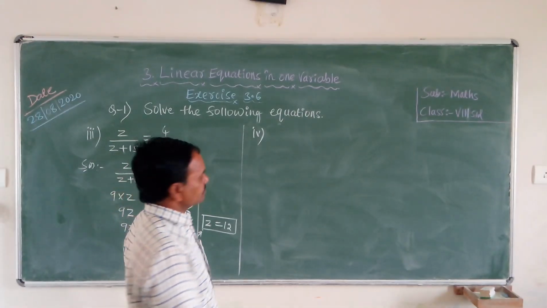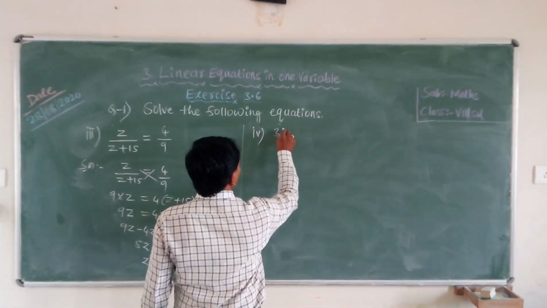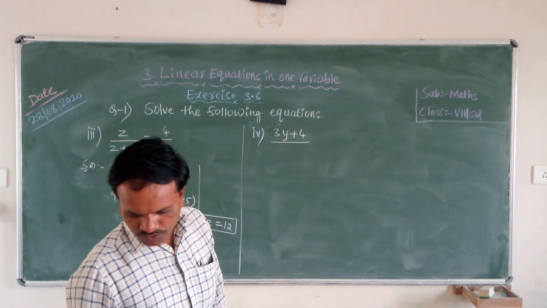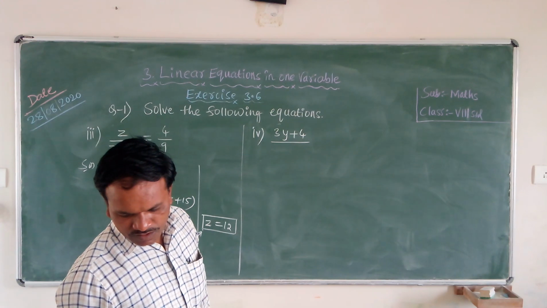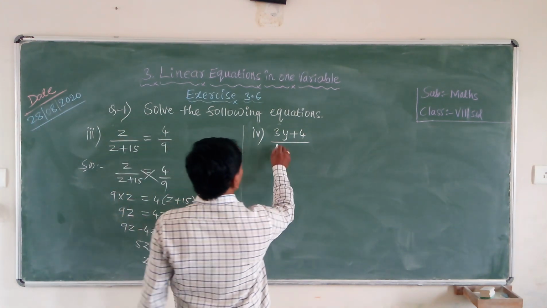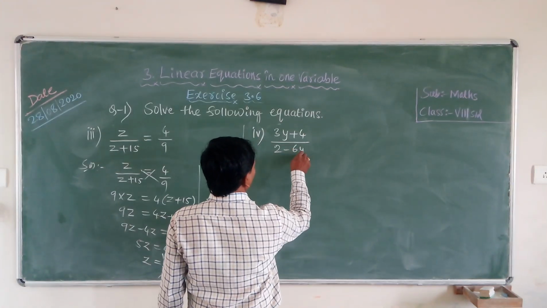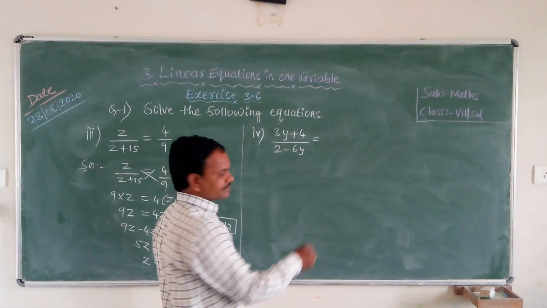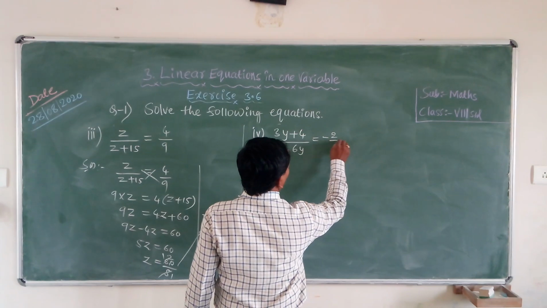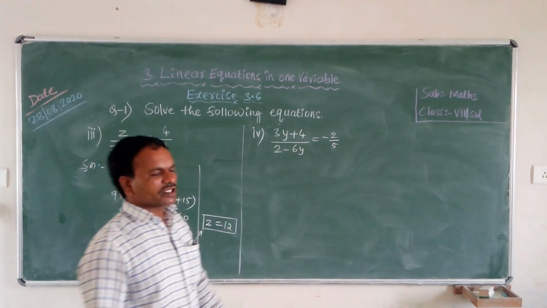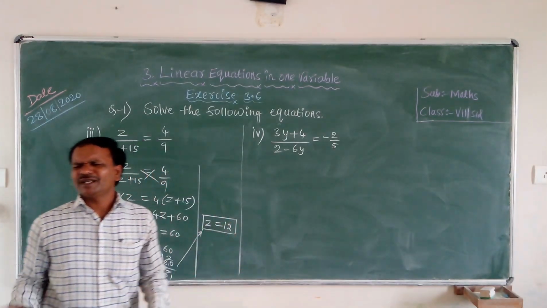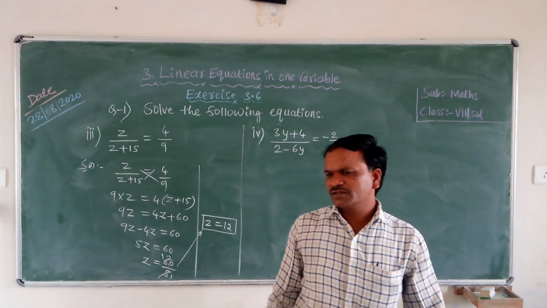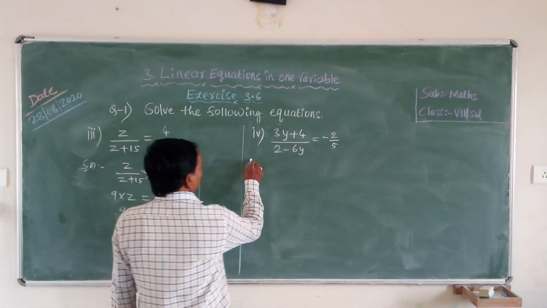3y plus 4 divided by 2 minus 6y is equal to minus 2 by 5. How to solve the equation? Very simple, my dear student. Using the technique, cross multiplication. Nothing inside.